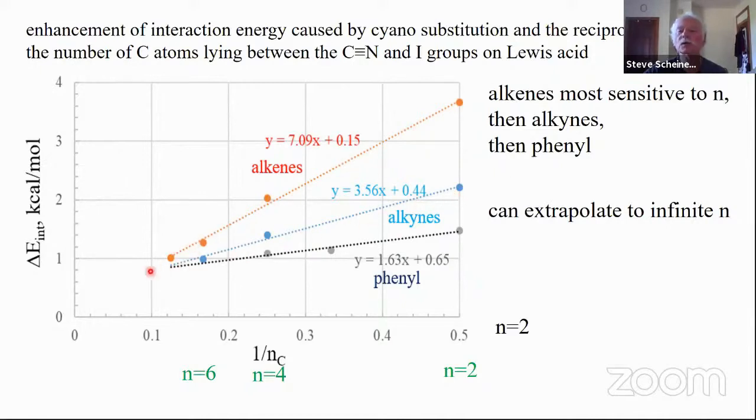The alkenes are also dying off, and so is the phenyl, but the slopes are quite different. The alkenes has a stronger slope, 7 versus 3.5. So the slope in the alkenes is roughly twice that of the alkynes. And you could say that might be because in the alkenes, we have 2 substituents instead of 1. But in any case, this shows there's a predictive power to this and shows exactly how the interaction energy is dying off as the substituent is moved further away.